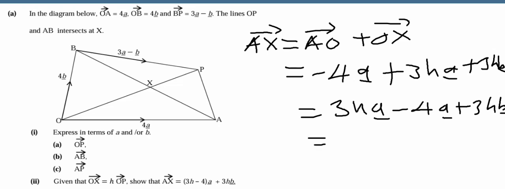So now I'm saying we have a vector which is common. So if we factor out a vector, what are we going to remain with here?